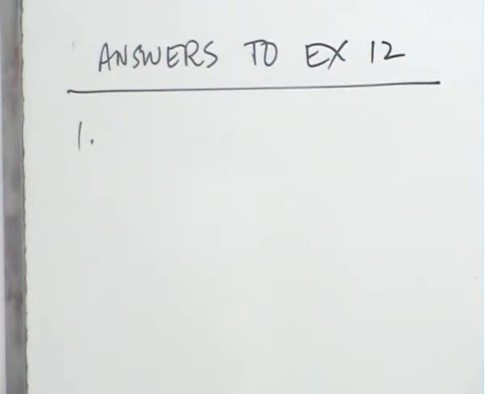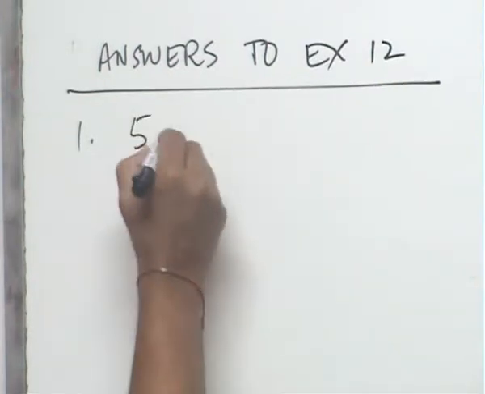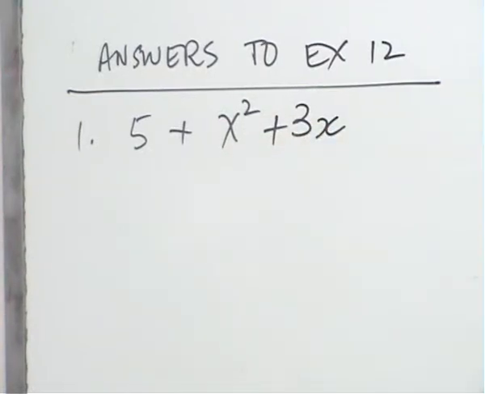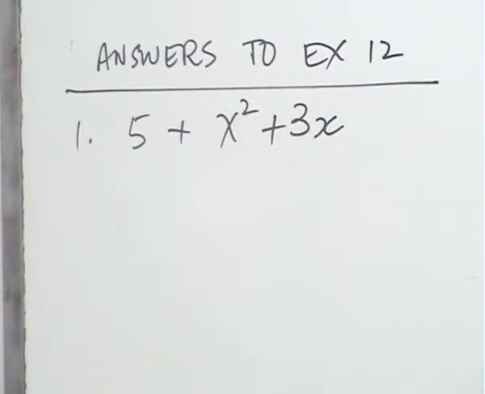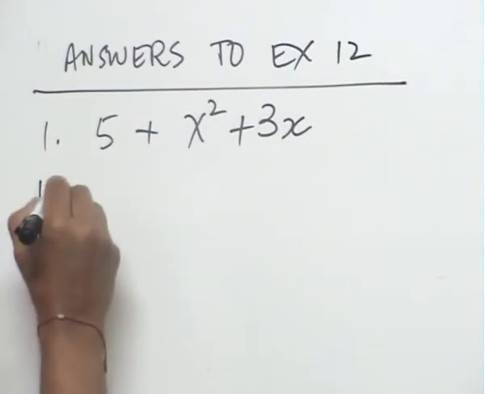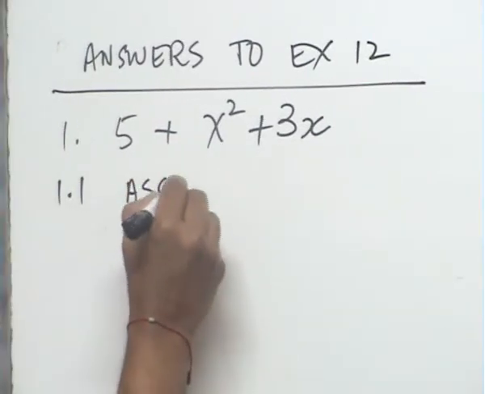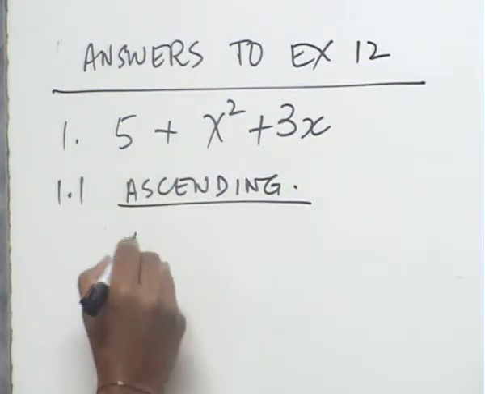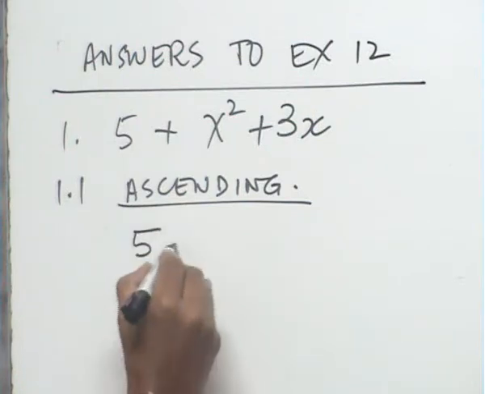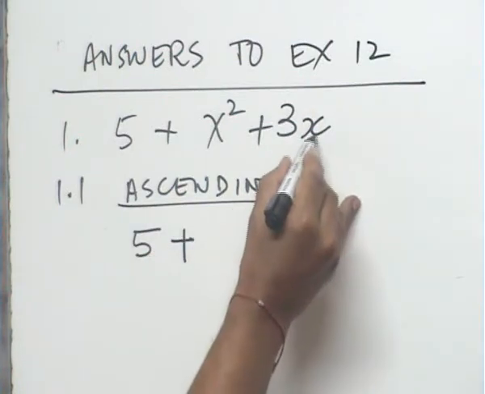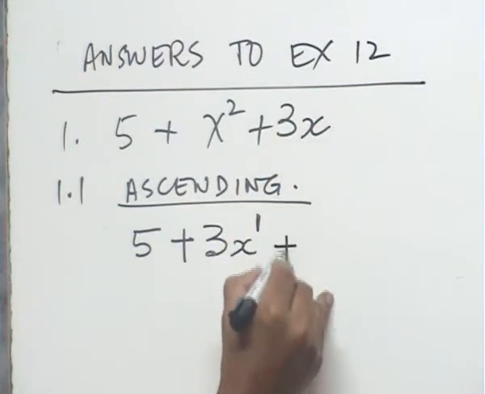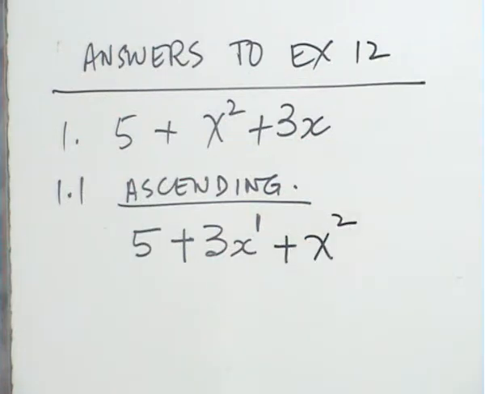Alright, so here we have the answers for exercise 12. The first example you had was 5 plus x squared plus 3x. Let me just check that. 5 plus x squared plus 3x, yes. So you have to first arrange it in ascending order. Ascending means I must start with the number. So the number is 5, so there's 5. And then I must take the power or the unknown with the lowest index. So it's x to the 1, and then move up x squared.